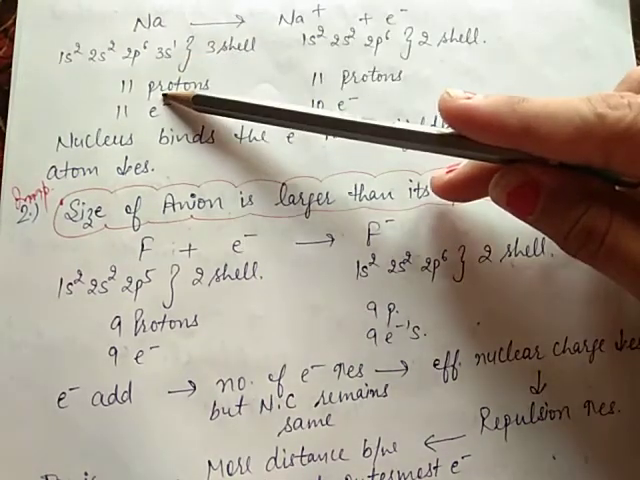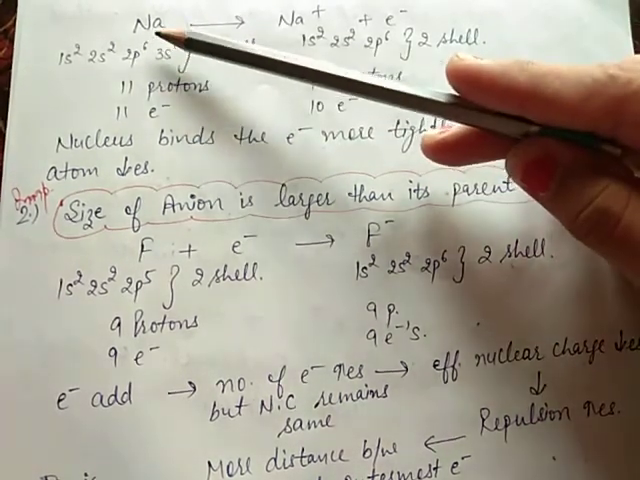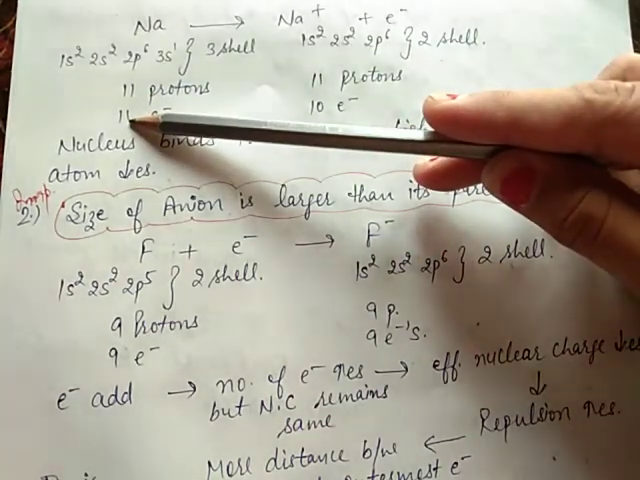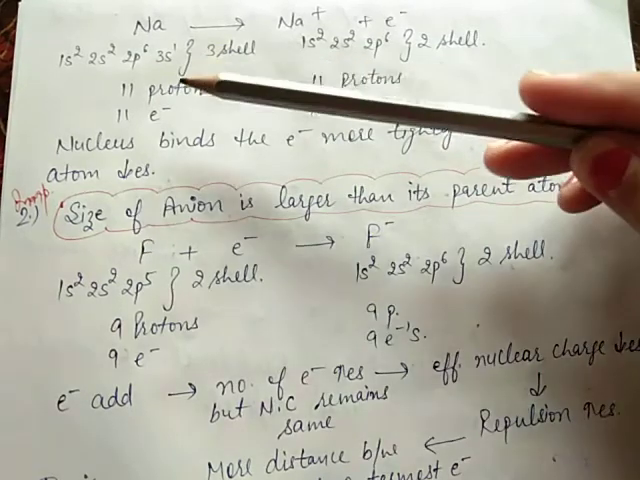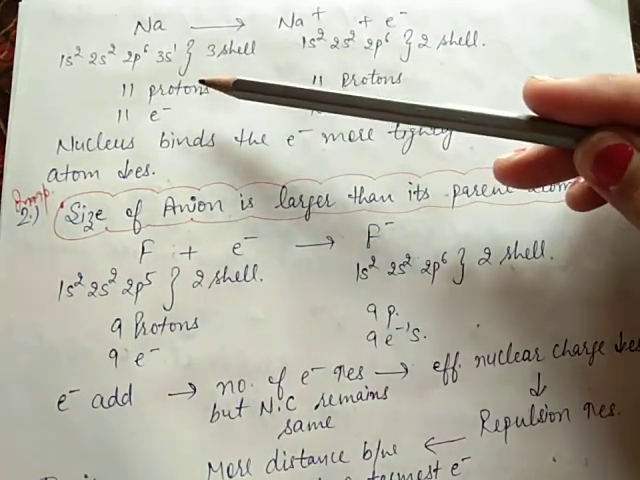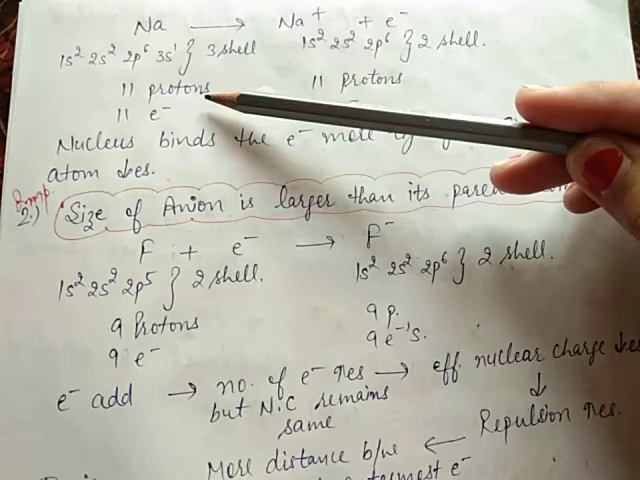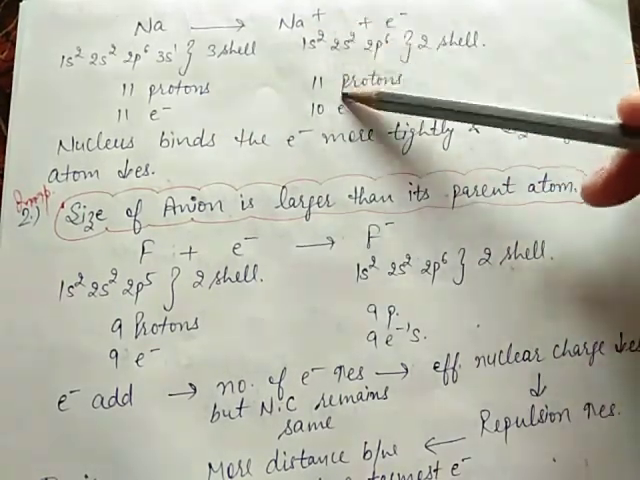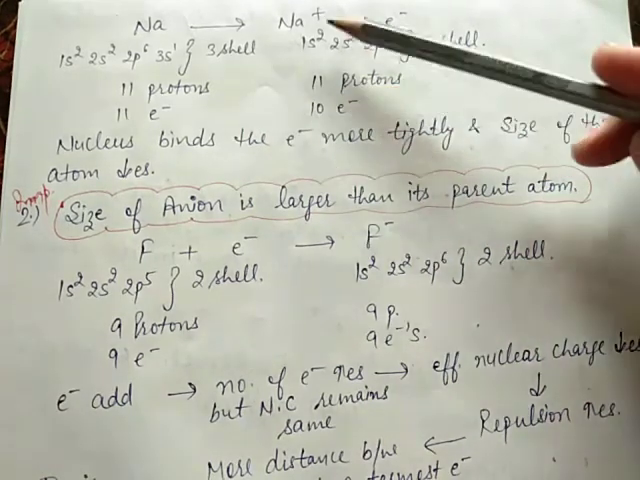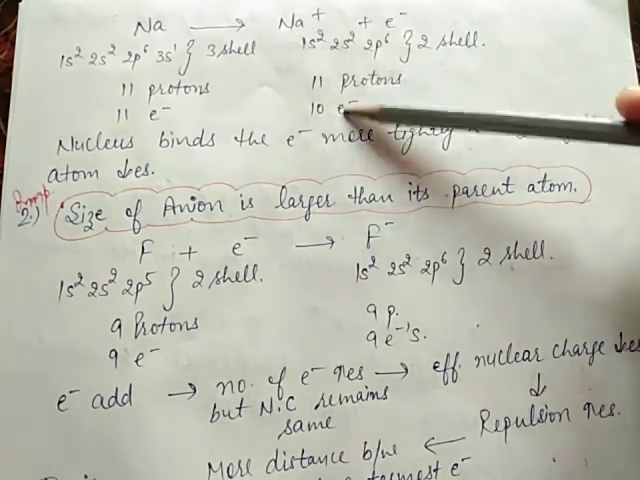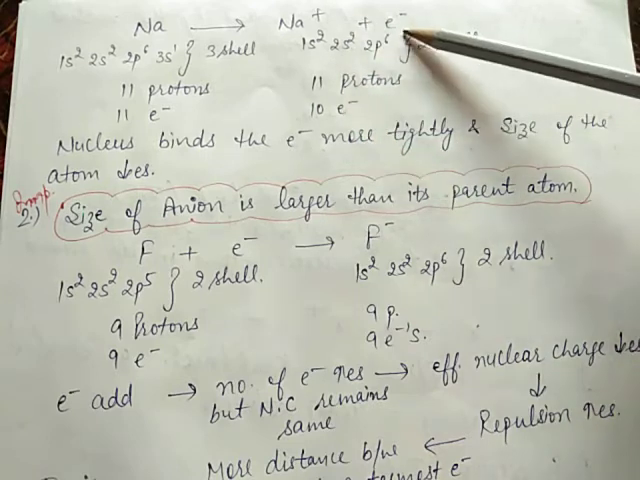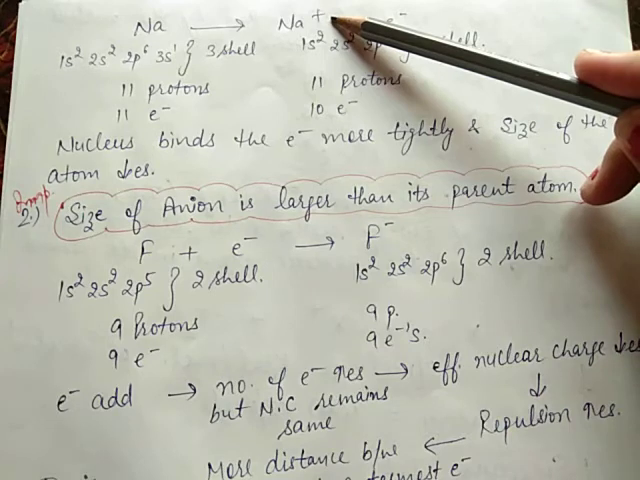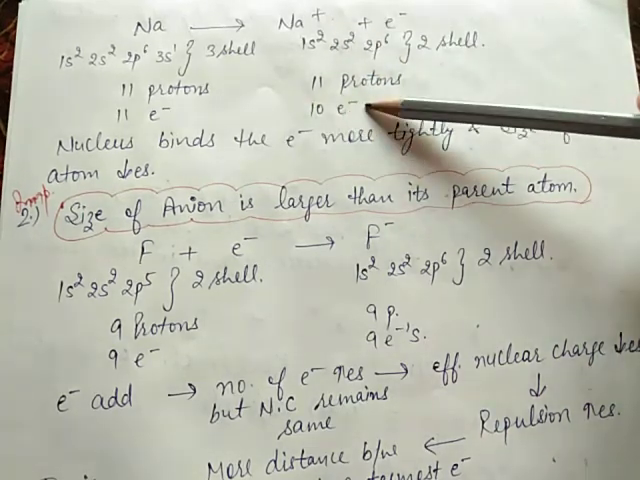In the sodium atom, 11 is the atomic number, so the protons are also 11 and electrons are also 11, because atomic number is equal to the number of protons or number of electrons. But in the case of the sodium plus ion, the protons remain the same, that is 11 protons, but the electrons are 10, because after losing 1 electron it shows a positive charge, so here 10 electrons are present.